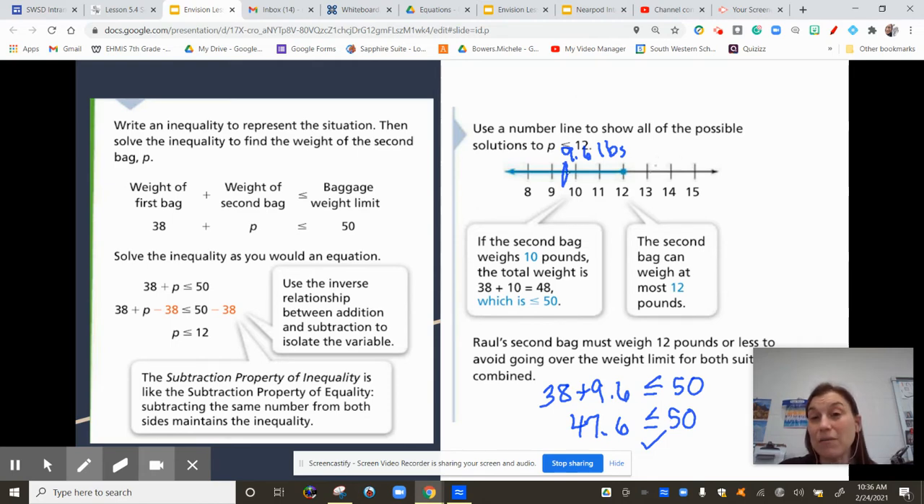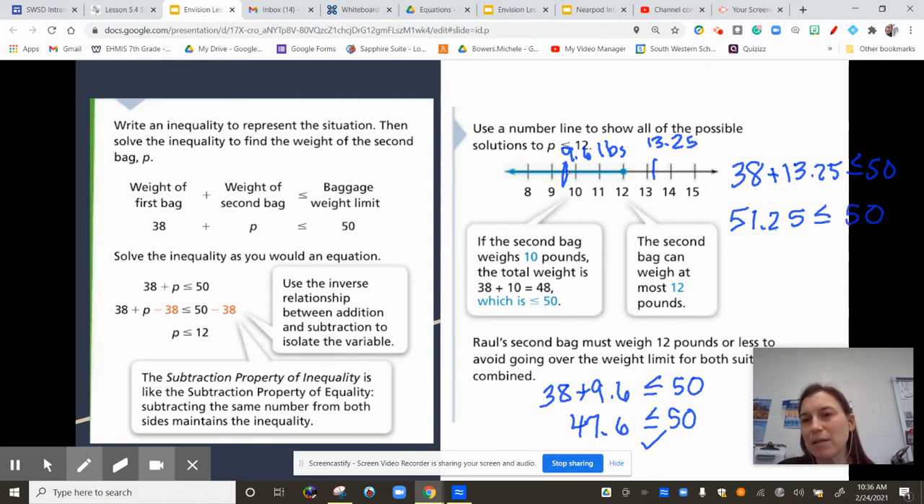But if his second bag weighed, say over here, 13.25 pounds, then if I put it in the inequality, I would have 38 plus 13.25. Is that less than or equal to 50? Well, that's 51.25. Is that less than or equal to 50? Well, no, because this number is bigger than 50. So this is not true. So that's why this side here is not colored in blue, because it's not part of the solution. So that's how the graph works.